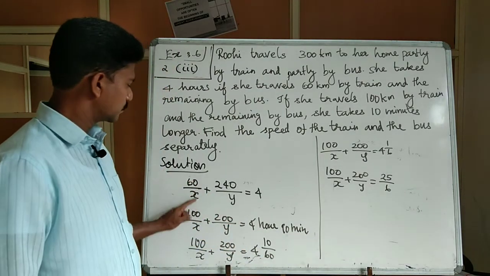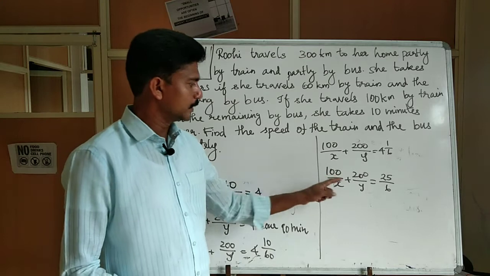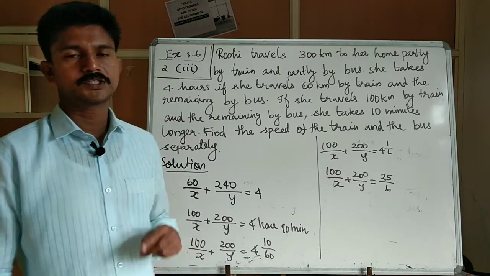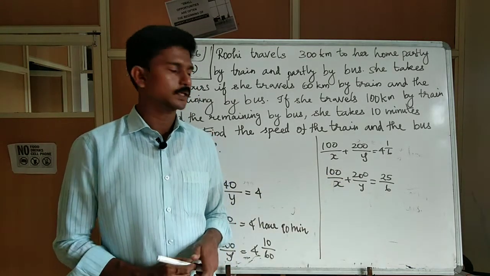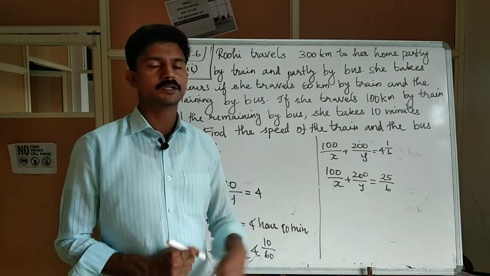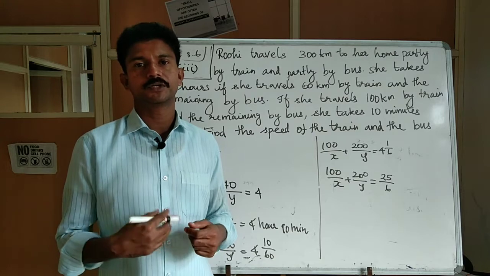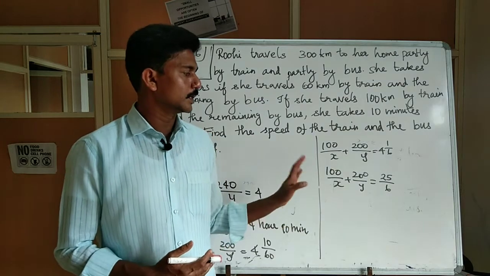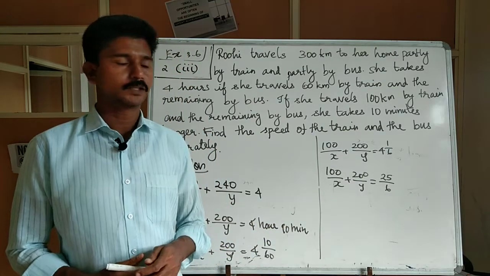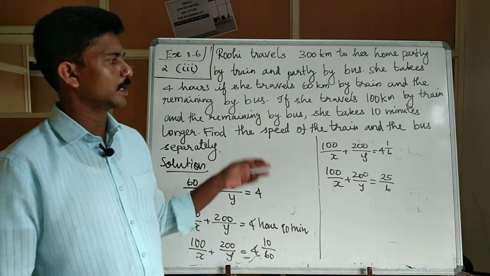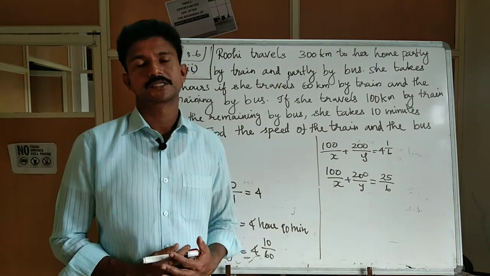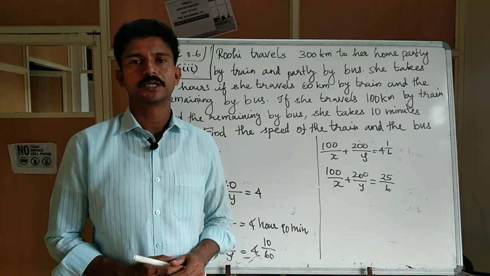Now we can substitute the 1 by x value and the 1 by y value. Substitute here 1 by x is equal to p and 1 by y is equal to q, and finally find the values of x and y, that is the speed of the train and the speed of the bus. Hope you understood.